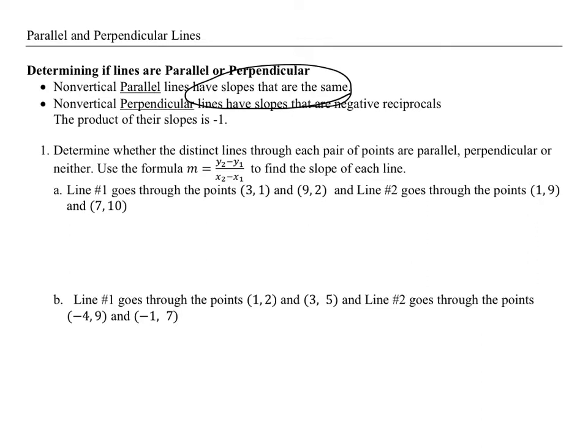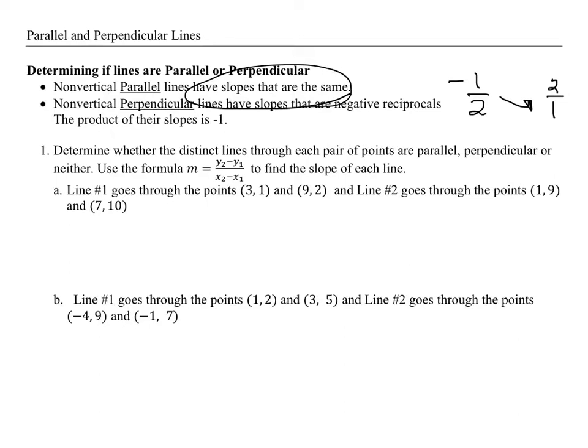Non-vertical perpendicular lines have slopes that are negative reciprocals. What does that mean? Well, if one has a slope of negative 1/2, the other will have the slope of 2/1, and we negate the negative, which makes it a positive.